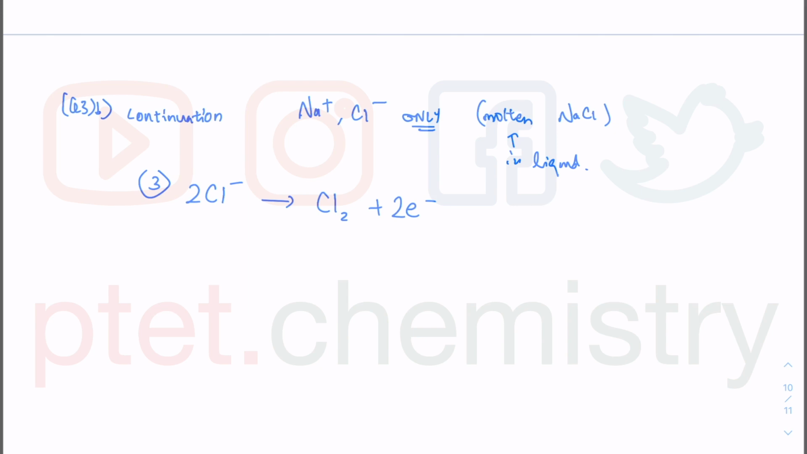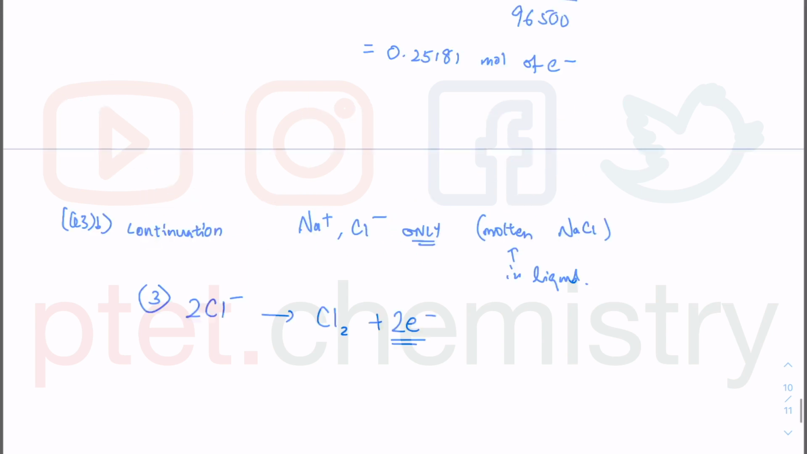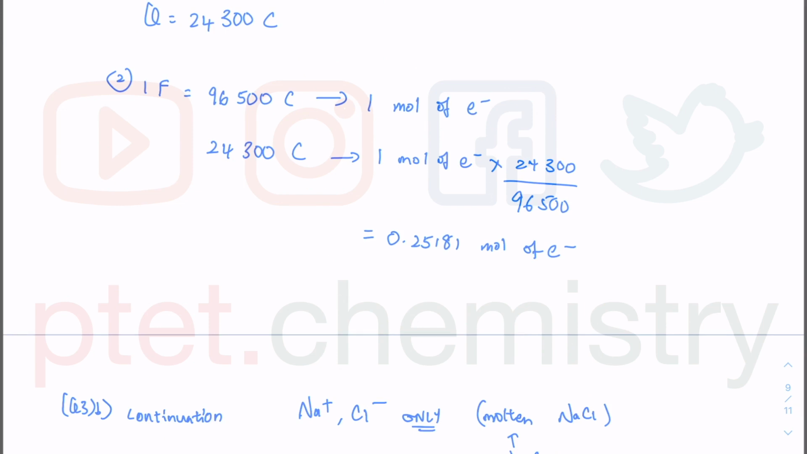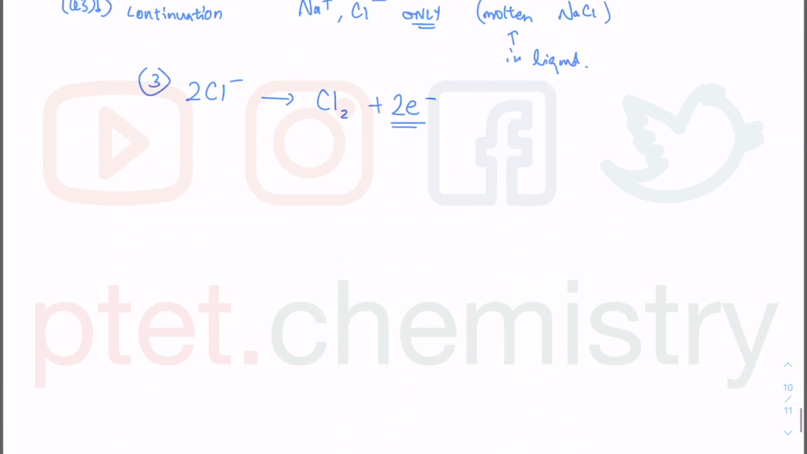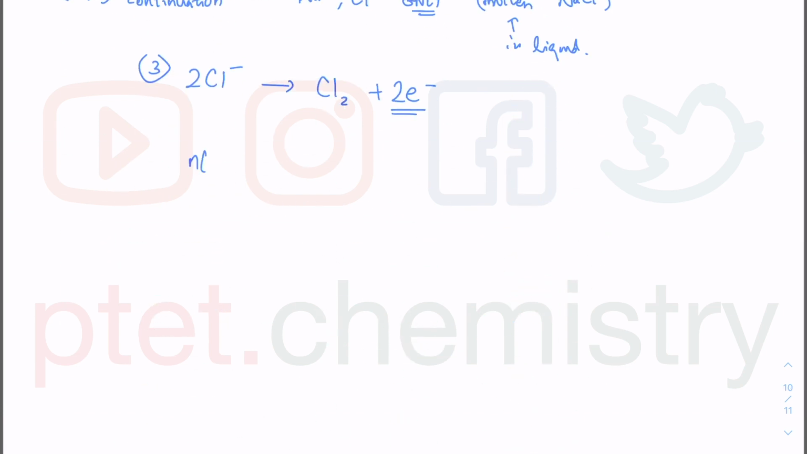So they want the volume of chlorine, and I know the mole of electrons that actually passes through based on the current that actually passes through. 0.25181. Anyway, this is why I like to express my mole ratio. So I set up the thing, I label this mole of chlorine, the gas that I want, over the mole of electrons, the information I have from my previous calculation. Then from my balanced equation, I look at the mole ratio. 1 mole of Cl2 is to 2 mole of electrons.